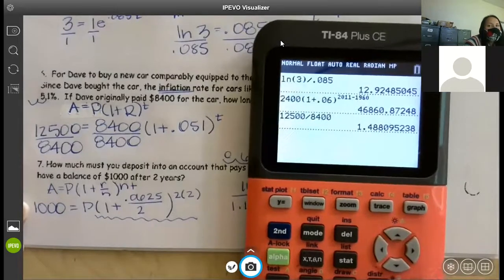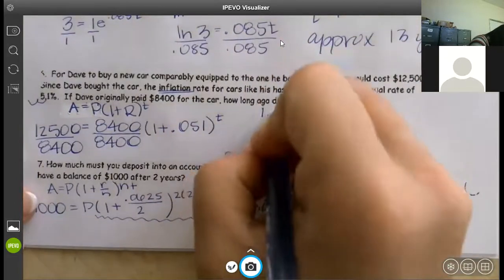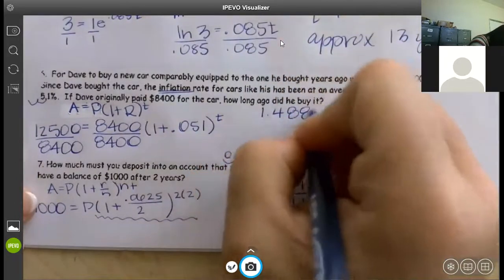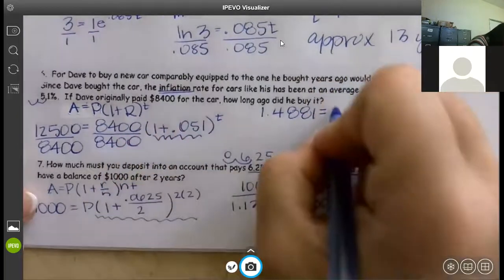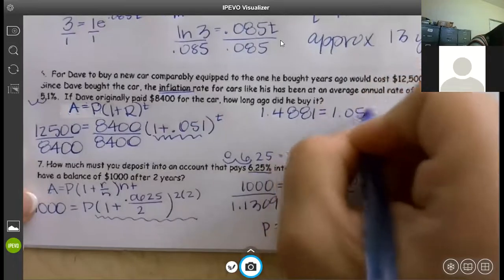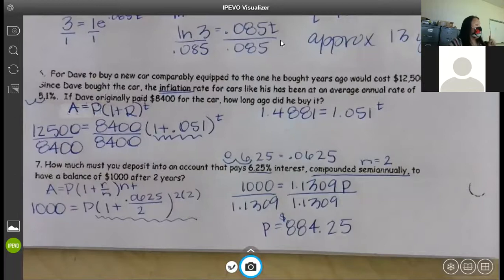So we get 1.4881. I'm going to put these two together so it's a little bit easier to look at: 1.051 to the T. There are two ways to work this. You can do left, right, middle. You're going to have to log anyway. But the problem is the power's on the incorrect side. Hold on just a second.